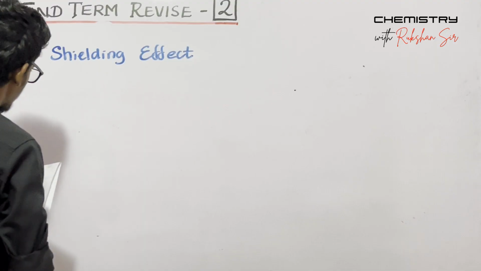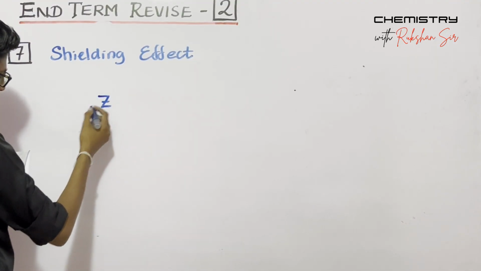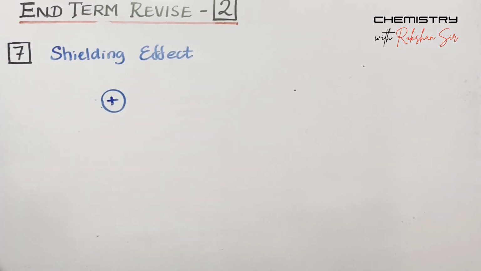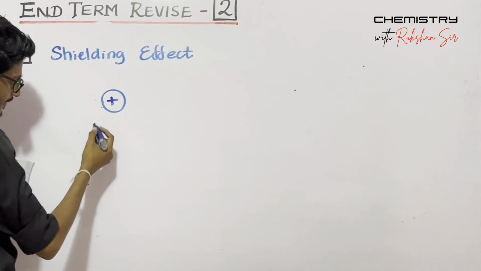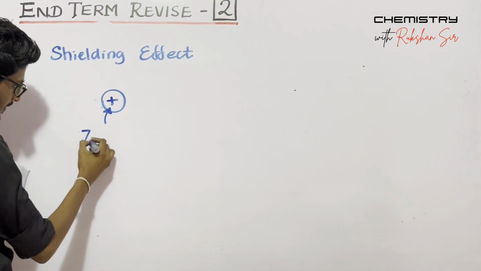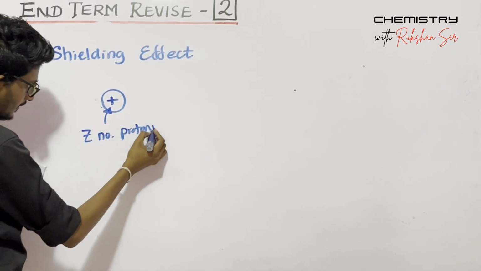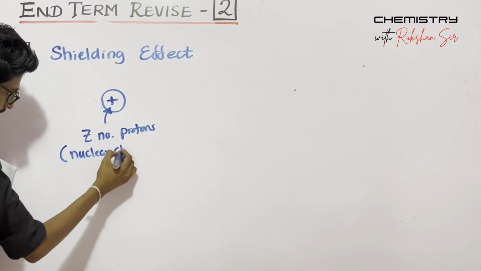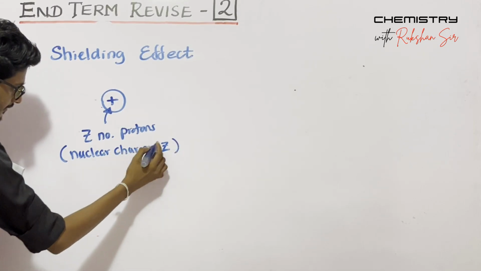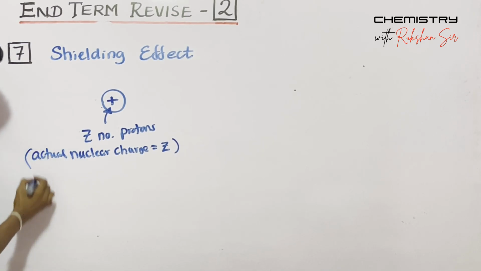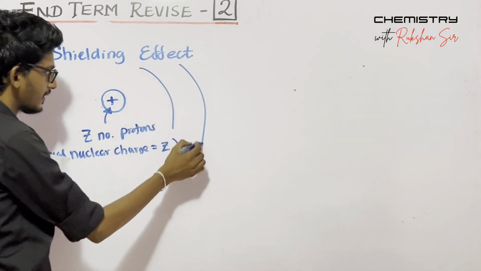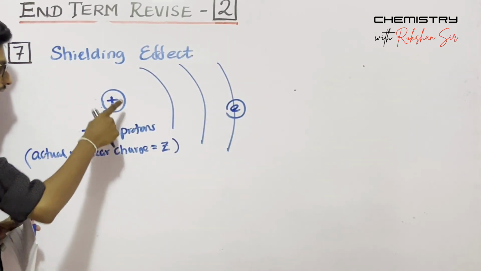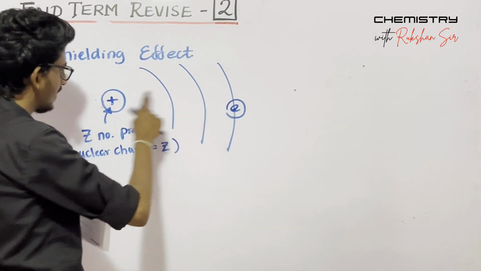Shielding means this. If you think of an atom with Z number of protons at the nucleus, that means the nuclear charge, the actual nuclear charge, is Z. If you think of an electron appearing here, this electron won't feel the actual nuclear charge appearing here.